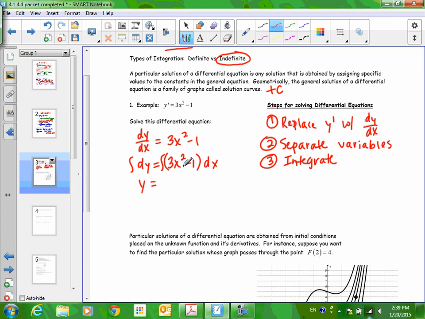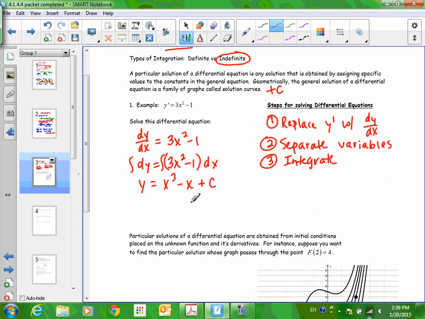So what is the antiderivative of 3x squared? X cubed. In other words, whose derivative is 3x squared? This is one you can kind of guess and check your way through. It's x cubed, because what's the derivative of x cubed? 3x squared. So the antiderivative of 3x squared is x cubed. What's the antiderivative of minus 1? Minus x, and then we do have to have our plus c.